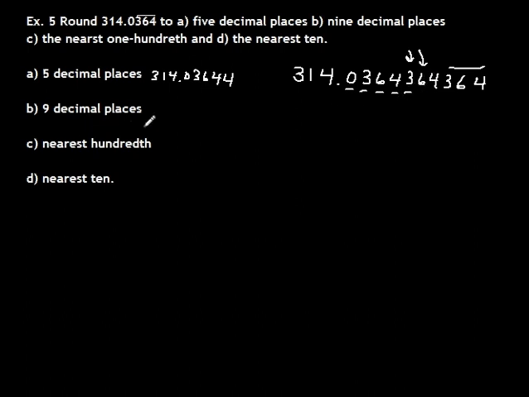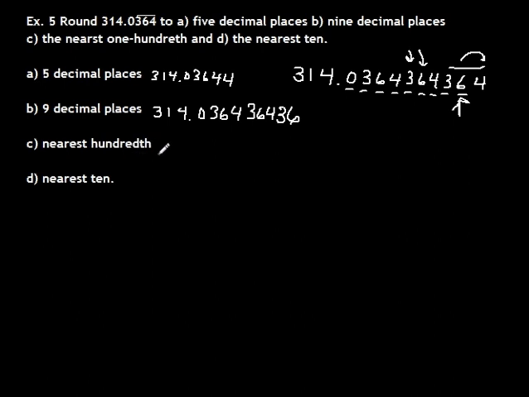This one's 9 places. So we already had 5, 6, 7, 8, 9. This time the number after the 6 is less than 5, so we just copy down these numbers. So it's going to be 314.036436436. Because we wanted to go to 9 places.